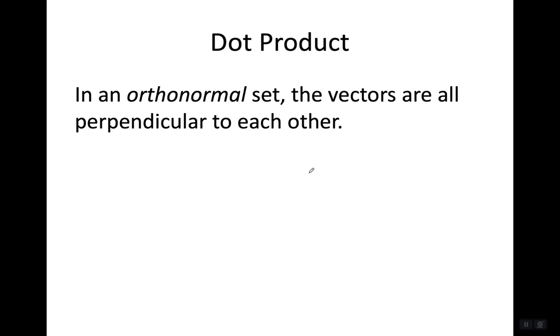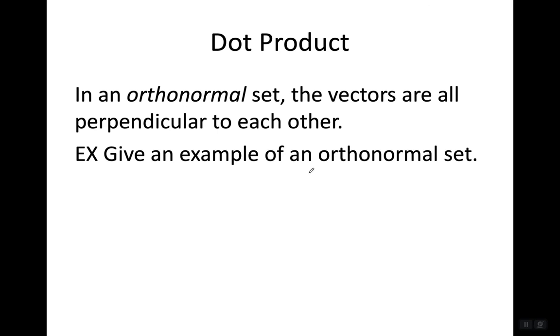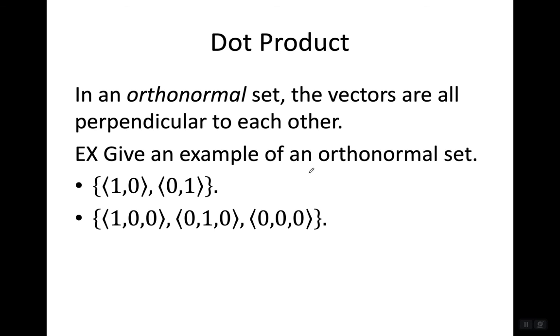In an orthonormal set, the vectors are all perpendicular to each other. Give an example of an orthonormal set? Well, how about 1, 0 and 0, 1, or 1, 0, 0, 0, 1, 0, and 0, 0, 1?